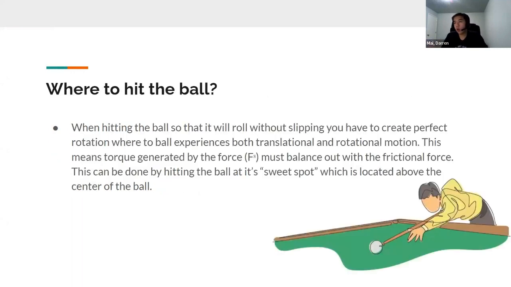In order to find where the ball should be hit, we want to find where the ball should be hit such that it will roll without slipping. And in order for it to roll without slipping, we had to create a perfect rotation where the torque generated by the force must balance out with the frictional force, such that it experiences both translational and rotational motion. And this can be done by hitting the ball at its sweet spot, which we find out is located above the center of the ball.